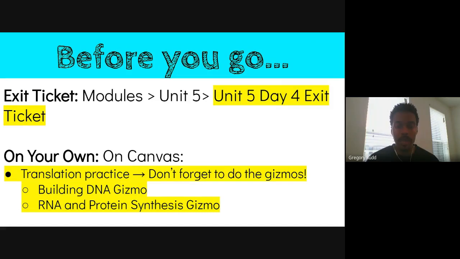All right, but I will leave you all to it. We've only got 6 minutes left in class. There are now two gizmos that you should have taken the assessment for. There's the building DNA gizmo, and there's the RNA and protein synthesis gizmo, which is the one that today's lesson is associated with. All right, so I'll leave you guys to it. We've got 5 more minutes.